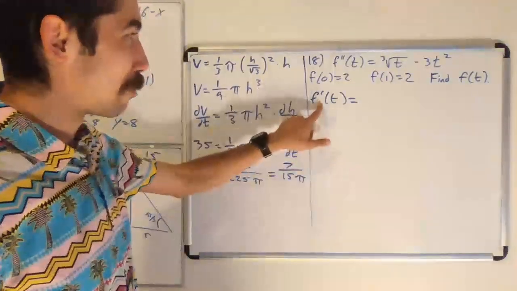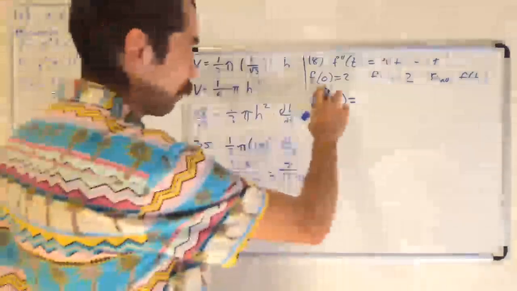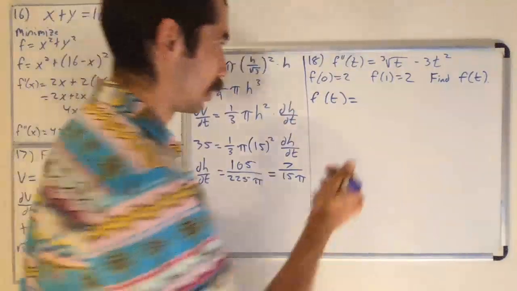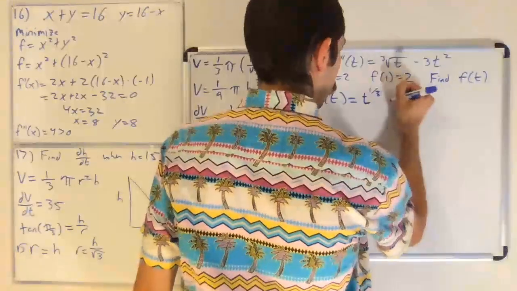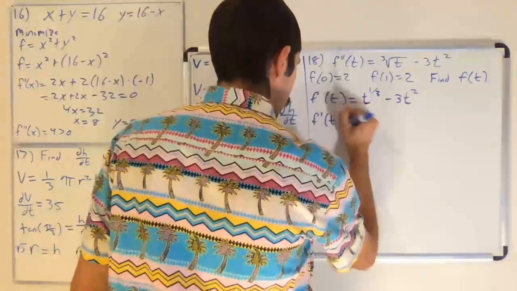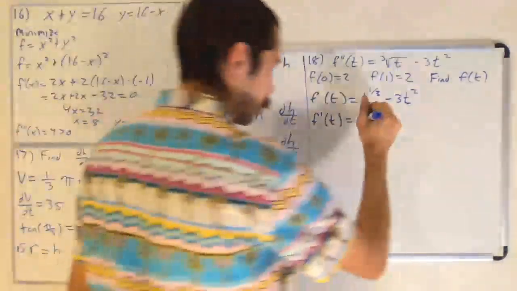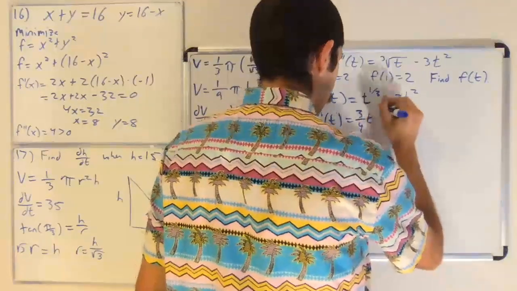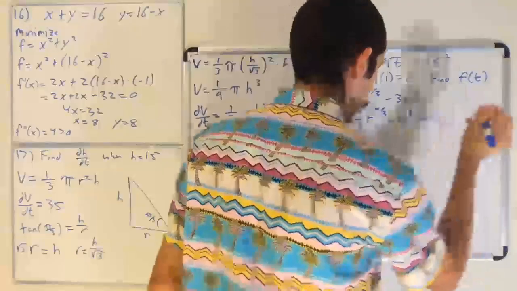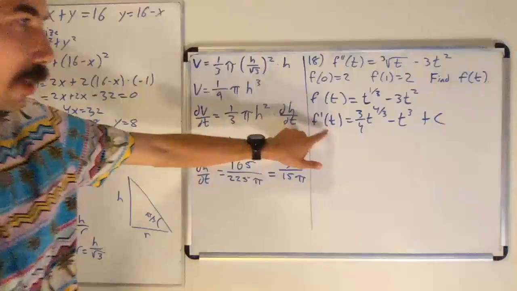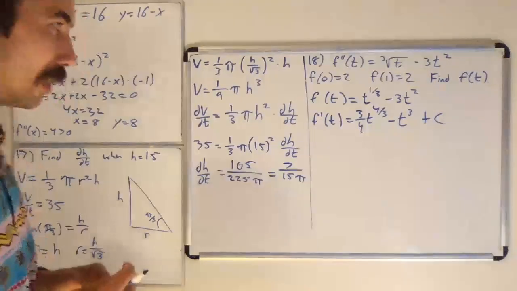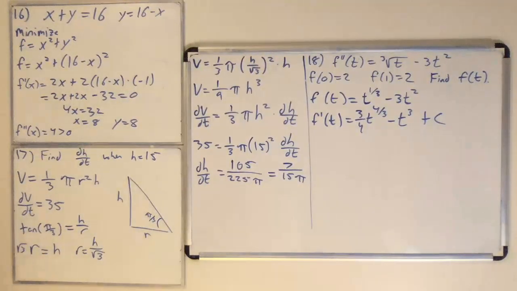All right, f prime. Enough of this. Let's write f prime. Before we find the antiderivatives, let's get rid of this cubed root notation. So this is t to the 1/3 minus 3t squared. f prime of t is equal to 3/4 t to the 4/3 minus t to the 3rd plus c. Okay, and now we could check, do we have any information about the derivative? No, we don't. So we're going to have to find another antiderivative.